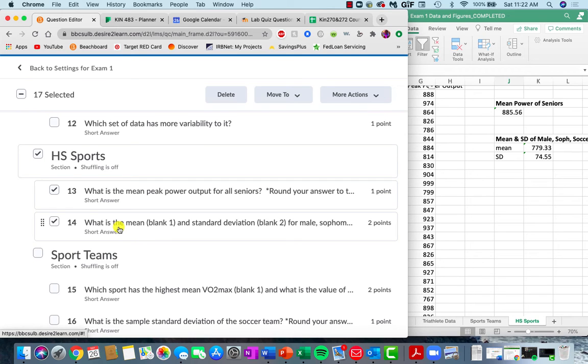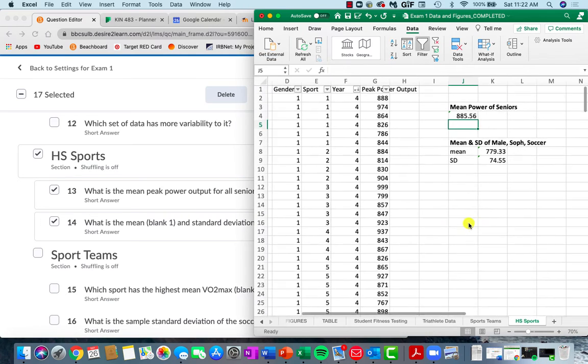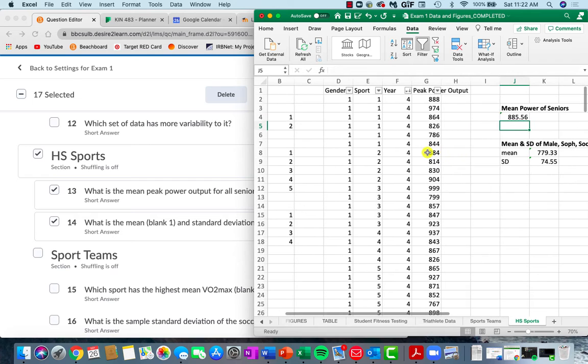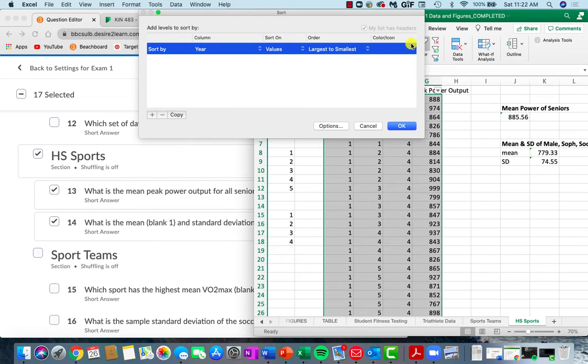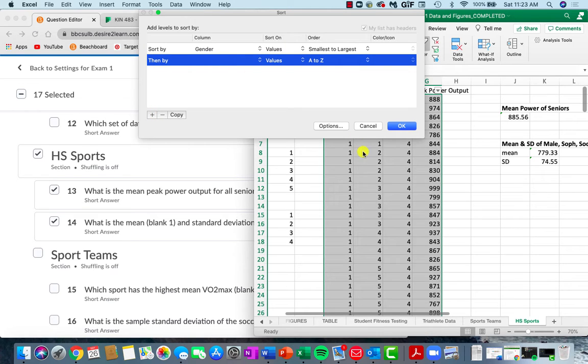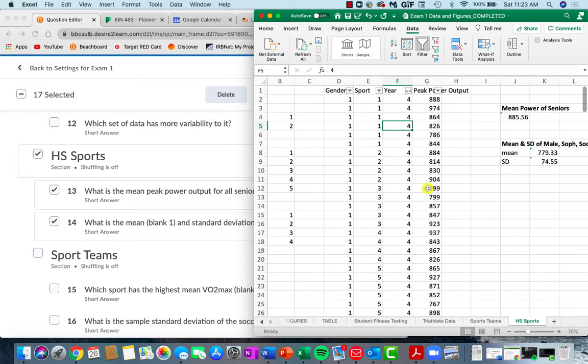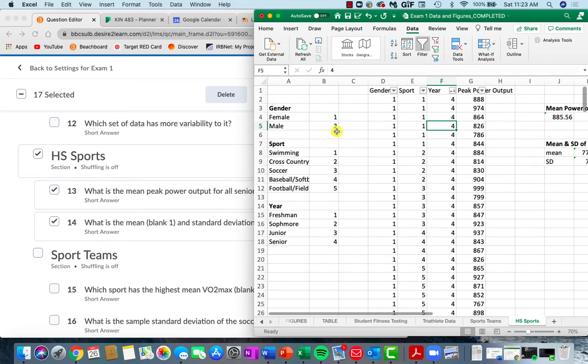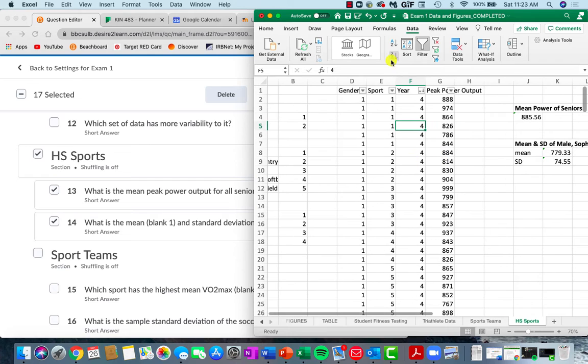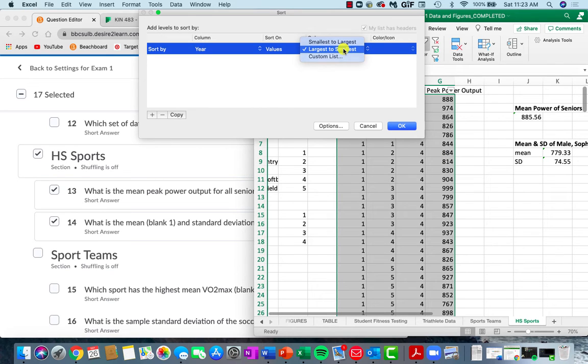In the second part of that question, you were supposed to find the mean and the standard deviation for male sophomore soccer players. So I have that indicated here. And for this one you would have had to use a custom sort function. So first, let's say we're going to sort by gender, because male. And then in this case, if we want to keep our males on top, they were listed by 2s. So in our filter, maybe we want to do largest to smallest.